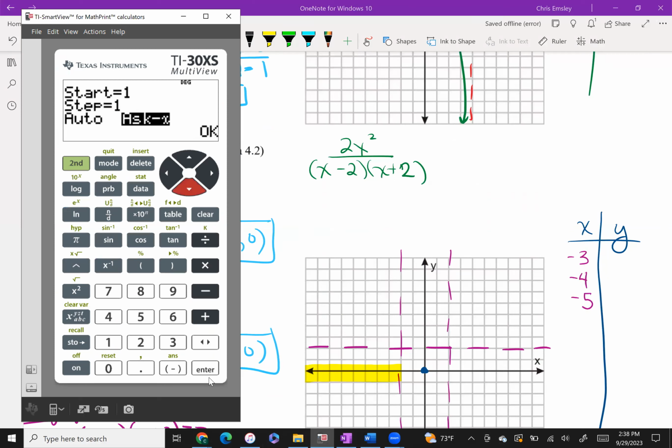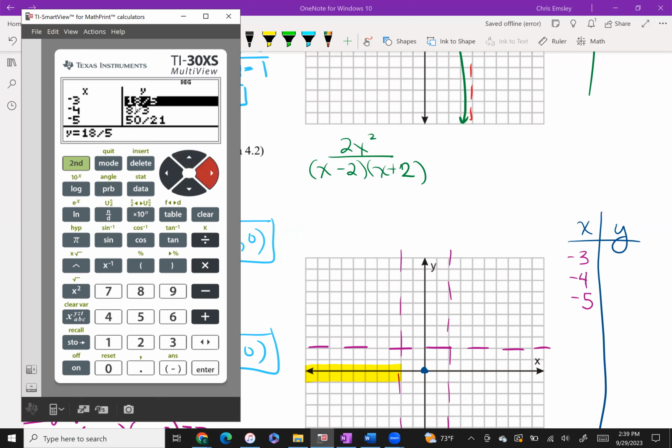Enter, enter. Okay, plug in some values. I said I wanted to try negative 3 and negative 4 and negative 5. Those gave me a bunch of fractions, which can be tricky to graph.